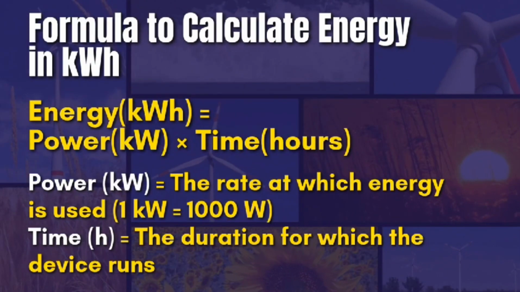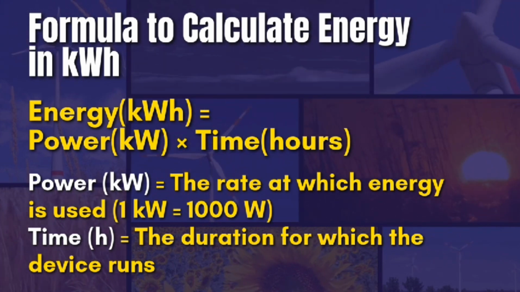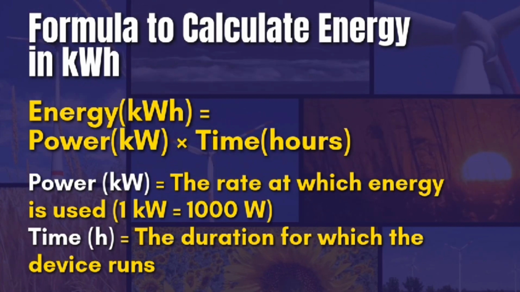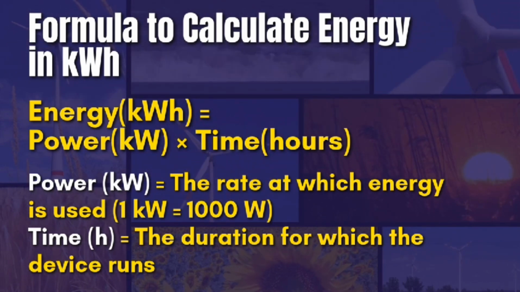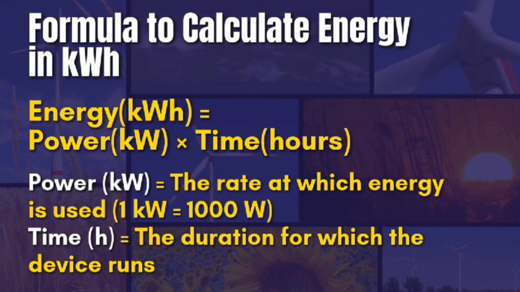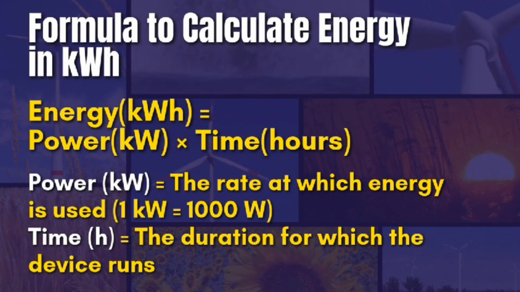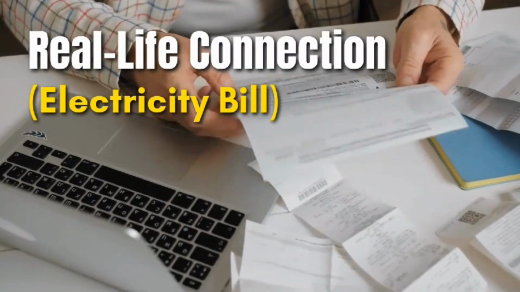So the formula to calculate energy in kilowatt hour is energy equals power multiplied by time, where power in kilowatt is the rate at which energy is used, meaning 1 kilowatt is equal to 1000 watts, and time in hours is the duration for which the device runs.